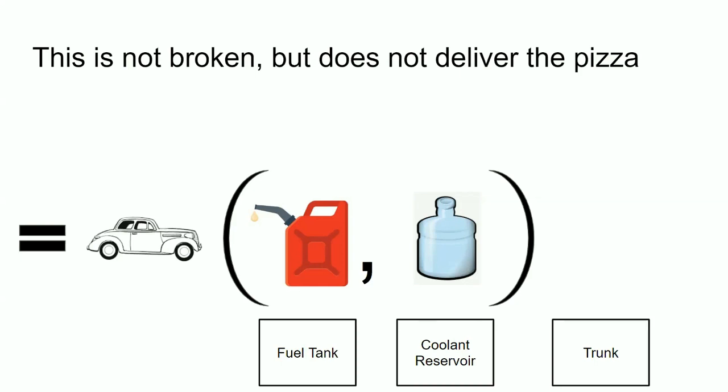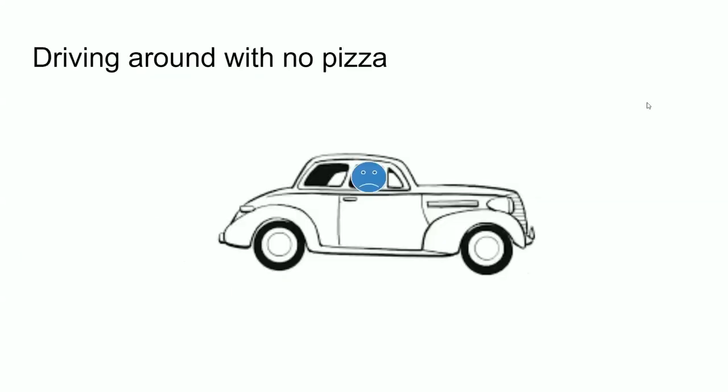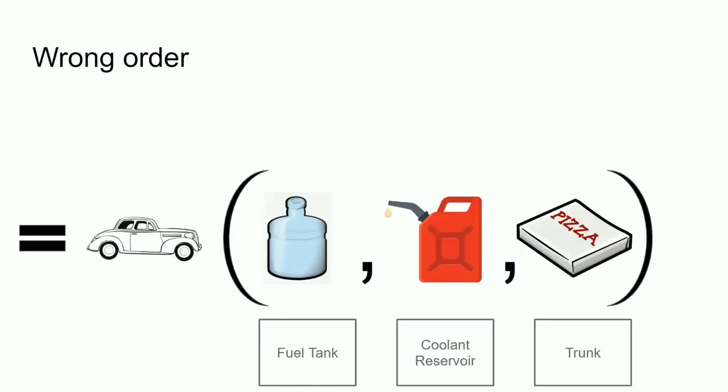Okay, so here we have a function where we put fuel in the tank, we put coolant in the reservoir, nothing in the trunk. This is not broken. This works just fine, but it doesn't get the result we want. So to get the result we want, we will need our extra data added in there. So if we do this, we'll drive around, we have no pizza, we cannot make our delivery. Now, again, we can take different data and put it in different places, but that will not get us the result we want.